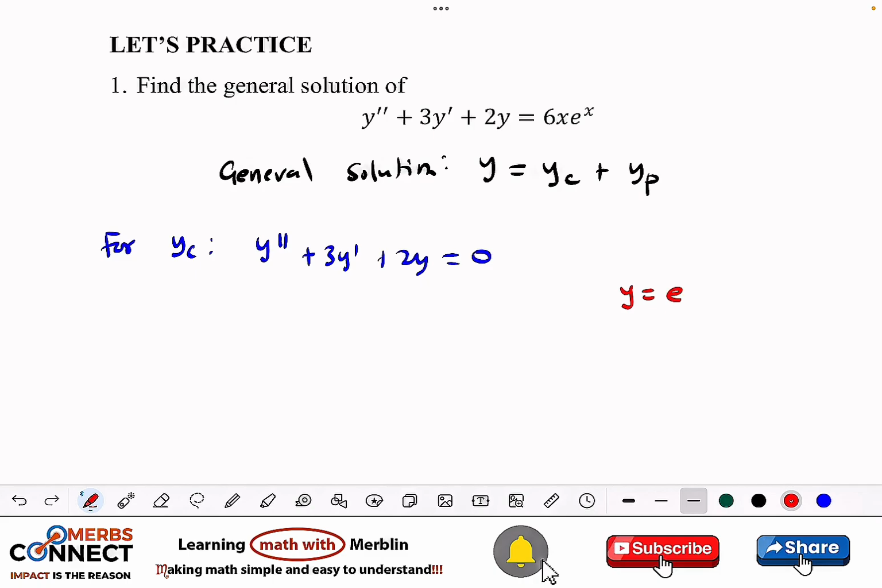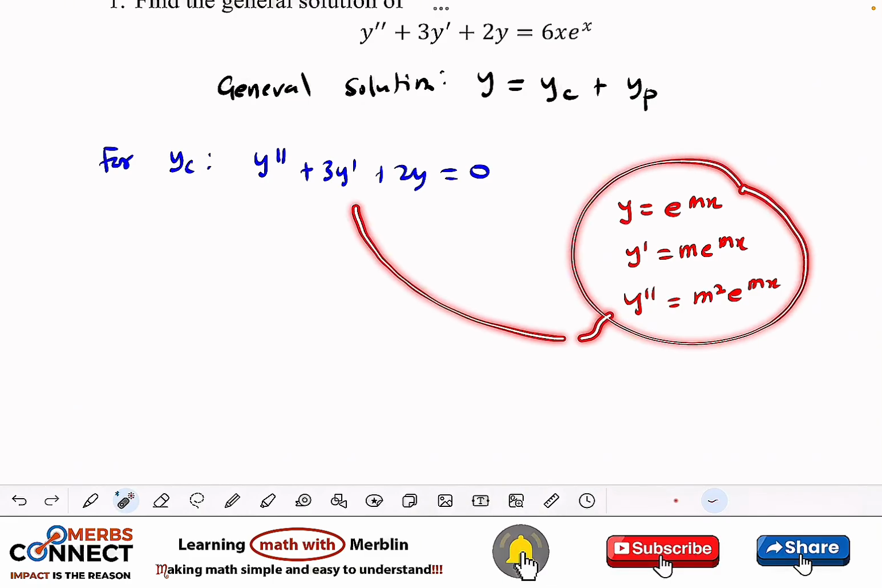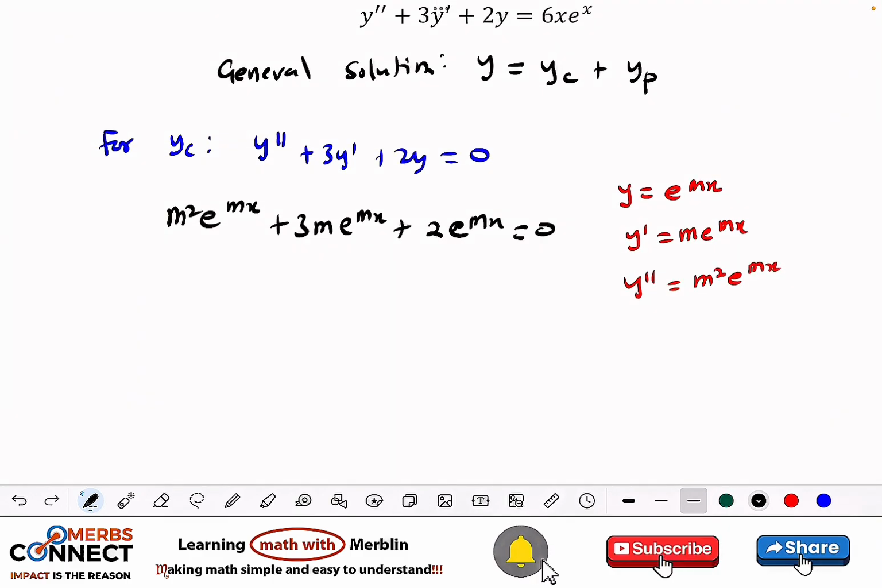y is equal to e to the power mx, y prime is equal to m e to the power mx, and y prime prime is equal to m squared e to the power mx. So let's just do substitution. Plug this inside this. We are going to have m squared e to the power mx plus 3 times m e to the power mx plus 2 e to the power mx is equal to 0. We are going to factor e to the power mx out. We are left with m squared plus 3m plus 2 is equal to 0.